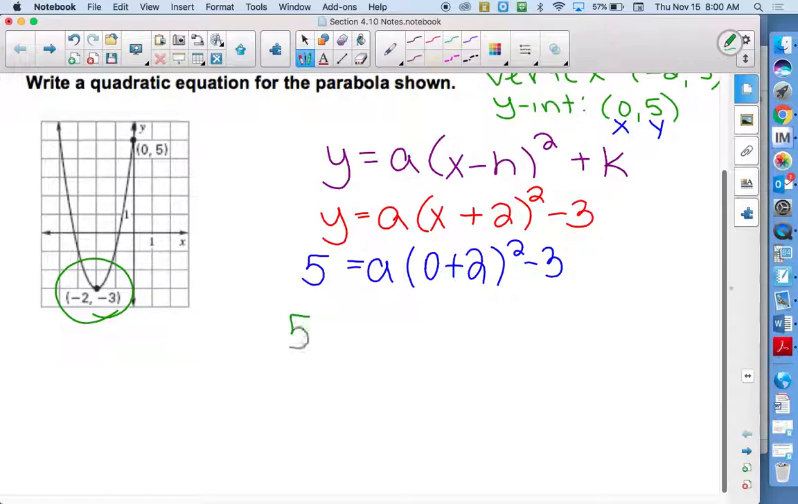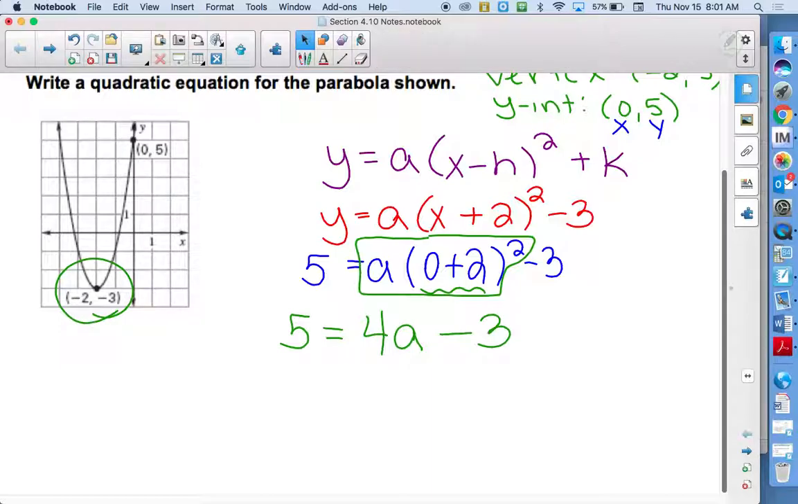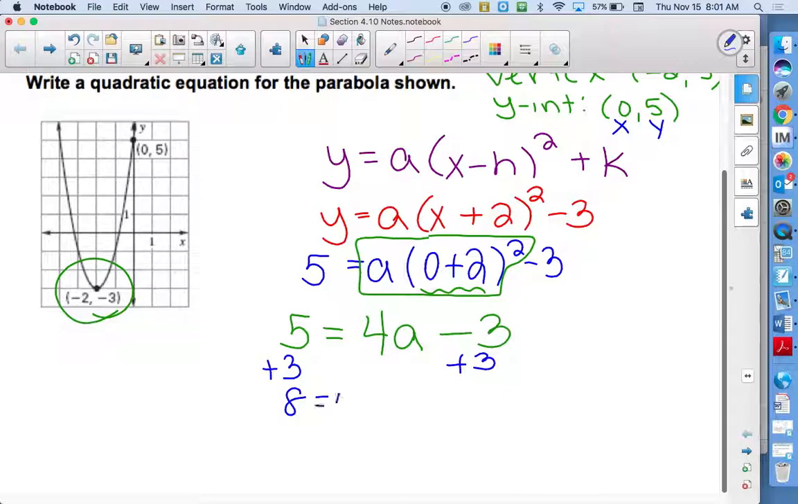So we still have a 5 over here. We've got the A. Holly, inside here is 0 plus 2, and then it says it's squared. What is 0 plus 2 squared? 4. So that 4 is attached to A. So that makes 4 times A, because these two are attached together, and then we still have -3. Now we have a little equation to solve. Maddie, how do you think you'd solve this equation? Yeah, let's take 3 to the other side. And then, Maddie, divide by 4. So A is 2.